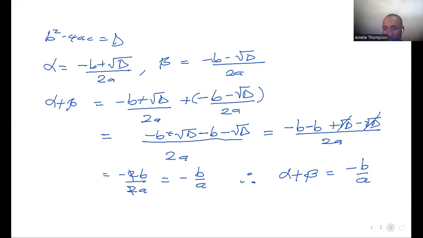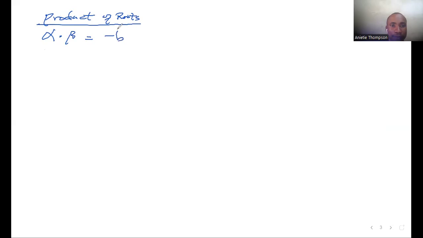Similarly, if we take the product of roots, let's see what will happen then. Alpha times beta will be equal to minus b plus square root of d all over 2a, times minus b minus square root of d all over 2a.